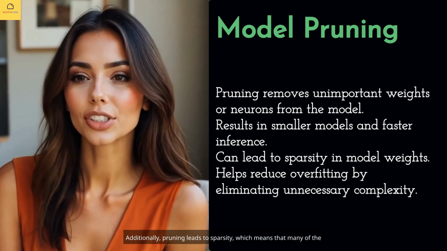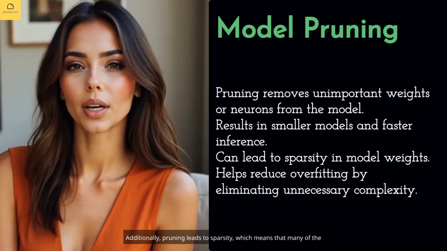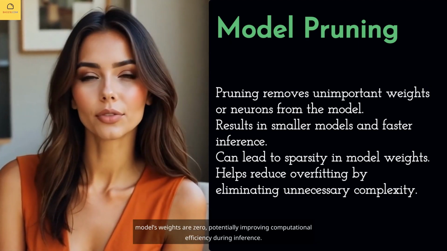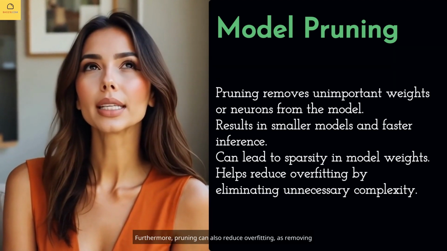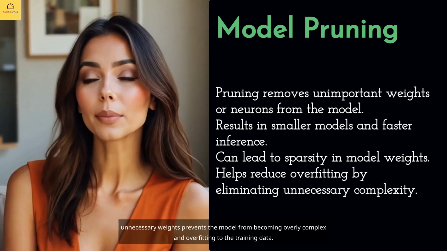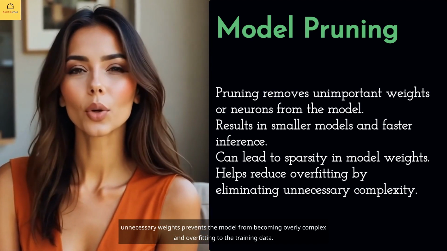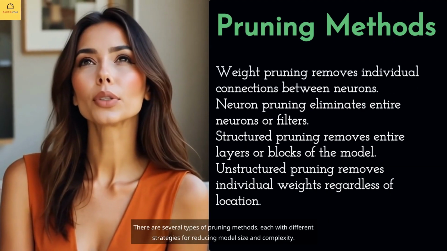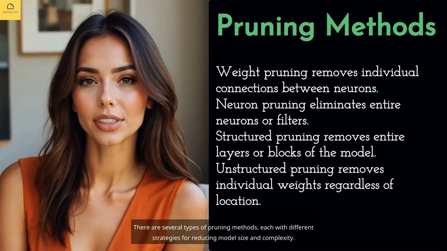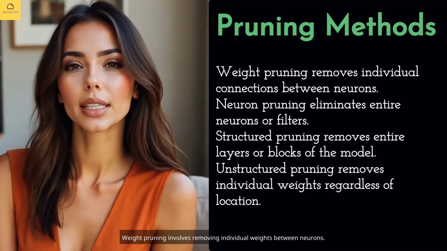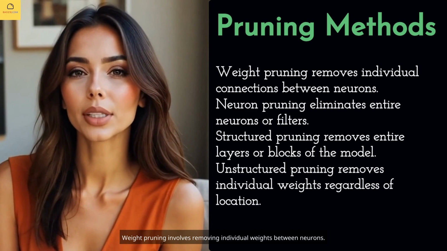Additionally, pruning leads to sparsity, which means that many of the model's weights are zero, potentially improving computational efficiency during inference. Furthermore, pruning can also reduce overfitting, as removing unnecessary weights prevents the model from becoming overly complex and overfitting to the training data. There are several types of pruning methods, each with different strategies for reducing model size and complexity. Weight pruning involves removing individual weights between neurons.